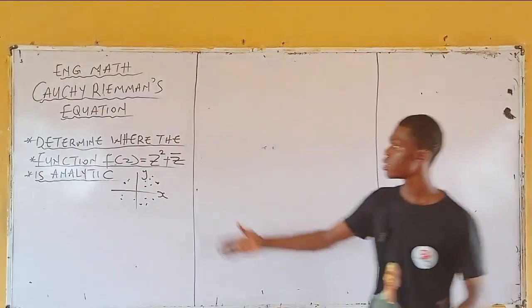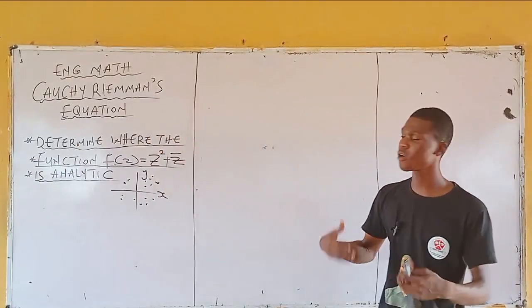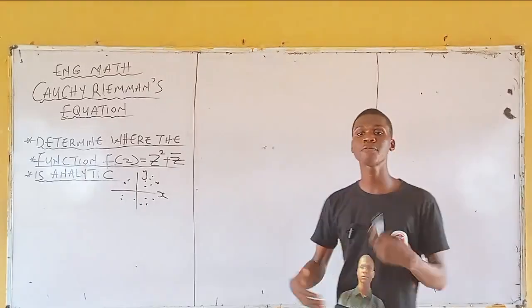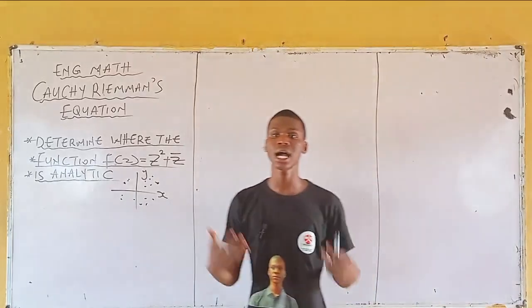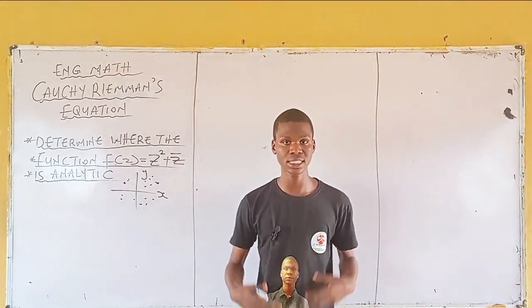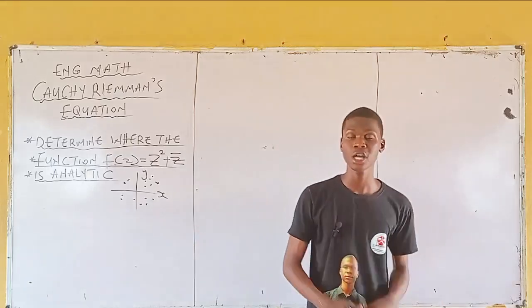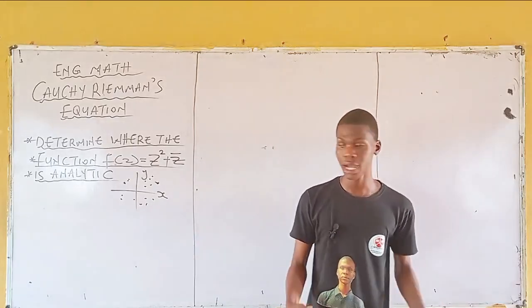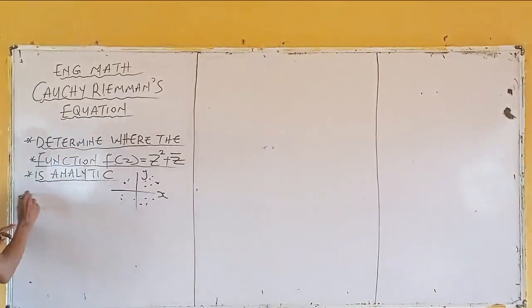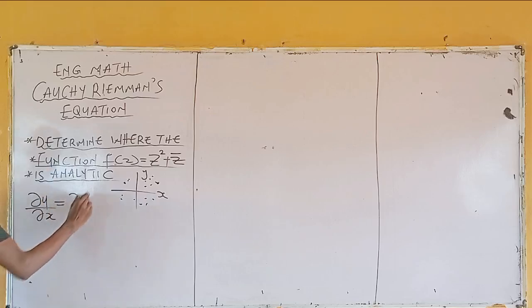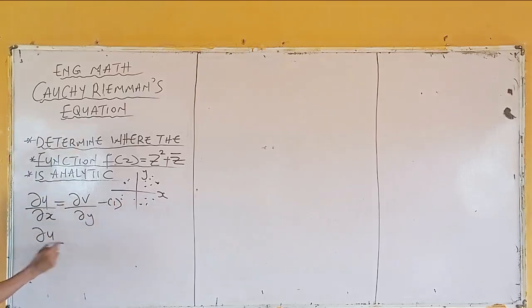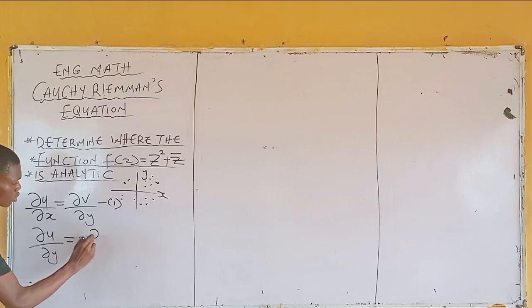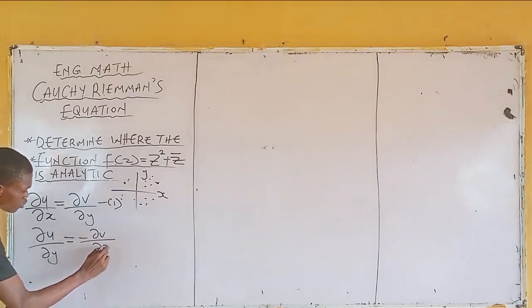In this case, what you need to do is the same thing we've been doing so far: determine whether a function is analytic or not. To conclude that a complex function is analytic, the Cauchy-Riemann equations must be met. That is, the partial derivative of u with respect to x equals the partial derivative of v with respect to y, and the partial derivative of u with respect to y equals negative the partial derivative of v with respect to x.